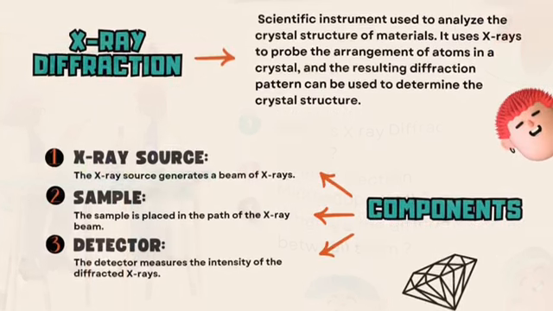electron microscope. Did you know X-ray diffraction uses an X-ray diffractometer, which is a scientific instrument used to analyze the crystal structure of materials. It uses X-rays to probe the arrangement of atoms in a crystal, and the resulting diffraction pattern can be used to determine the crystal structure. There are several components in an X-ray diffractometer, such as the X-ray source. The X-ray source generates a beam of X-rays through the sample. The sample is placed in the path of the X-ray beam to determine its structural composition. Lastly, the detector measures the intensity of the diffracted X-rays.